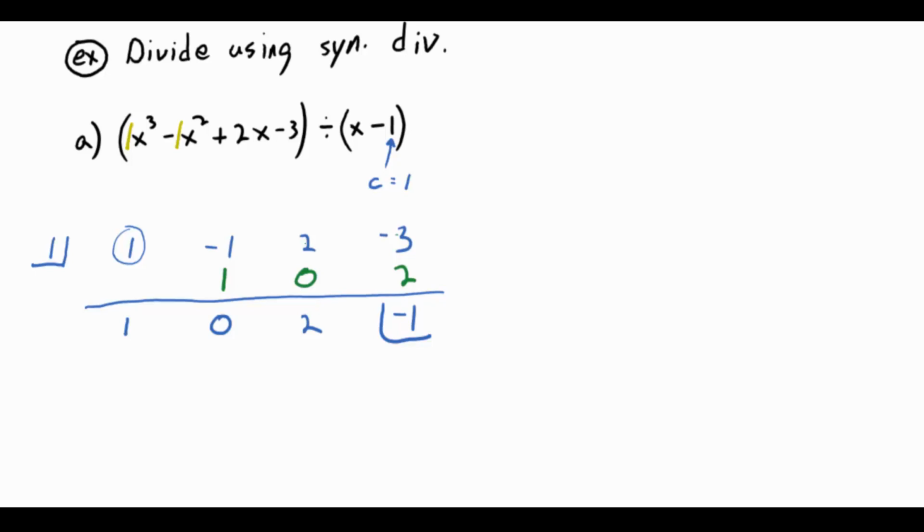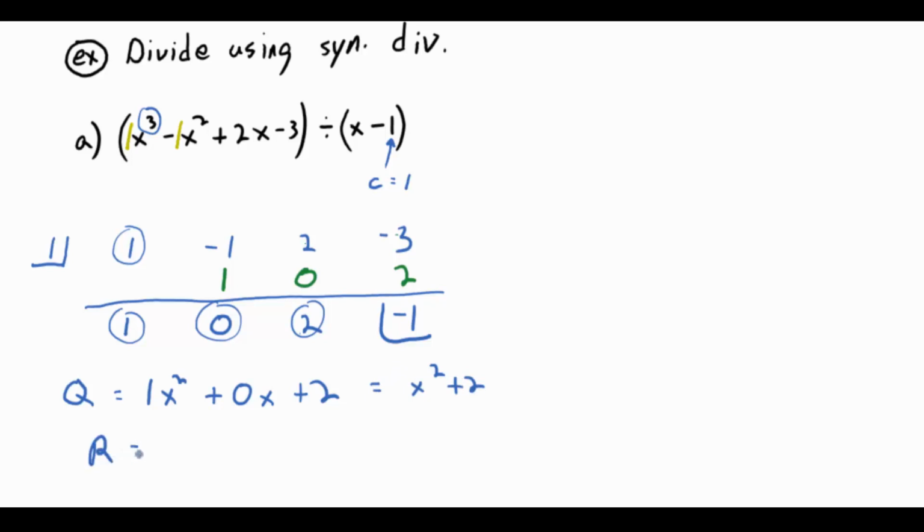So what that means is the numbers that you have over here are the coefficients of the quotient. The quotient would be equal to 1 times x squared, since the exponent is 1 down from the degree of the dividend we started with. Then plus 0x, the next power of x down, and then plus 2, the constant. So the quotient is x squared plus 2, and the remainder is equal to -1.